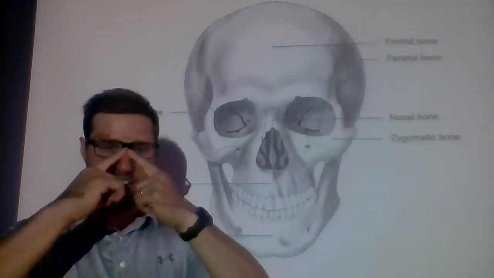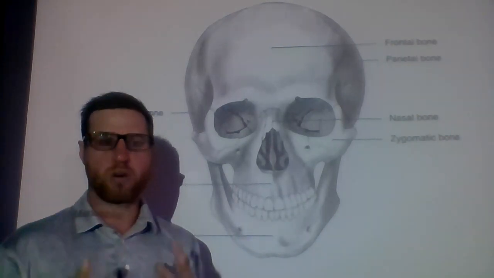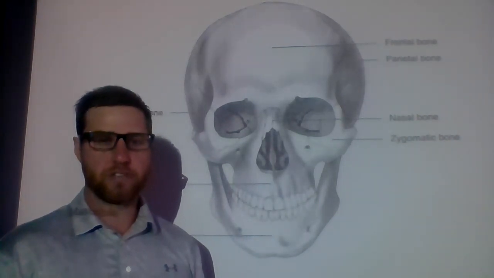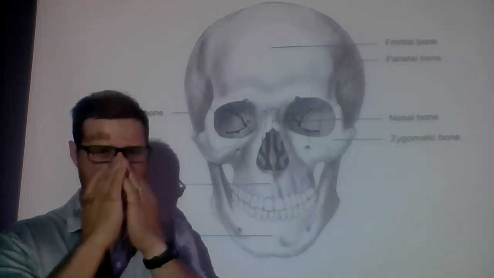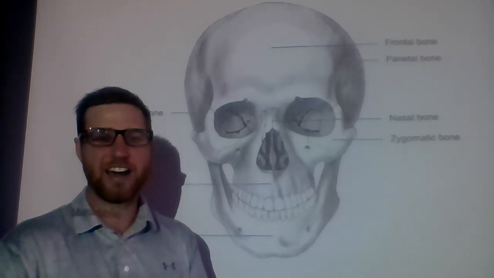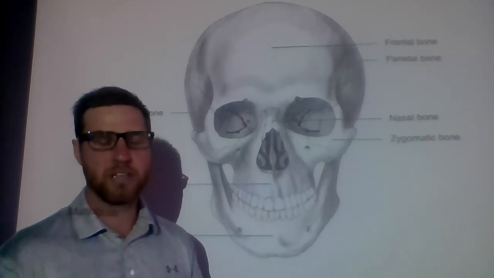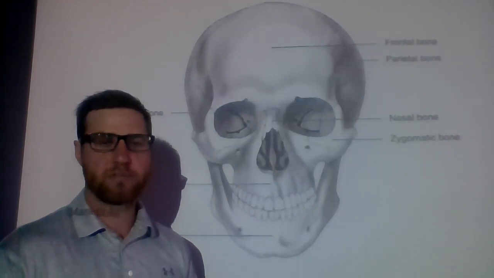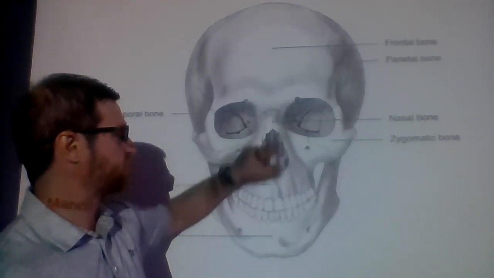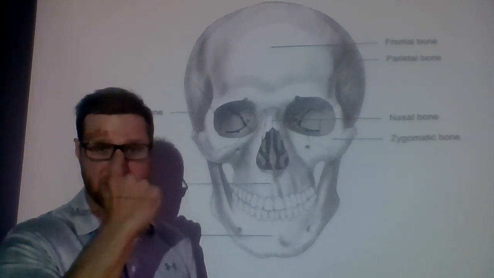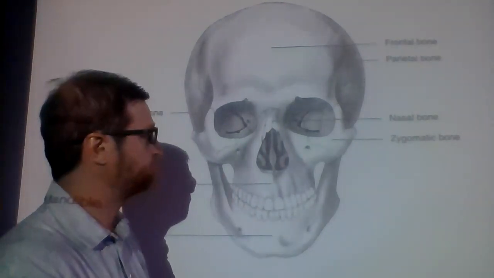Your nasal bone is protecting that olfactory part of your nose, and it breaks very easily because the bones are fairly thin. You've probably heard of people that have broken their nose, and what they break is the nasal bone. So that's the nasal bone. It's very easy to palpate right at the bridge of your nose. It's where you hold your glasses.